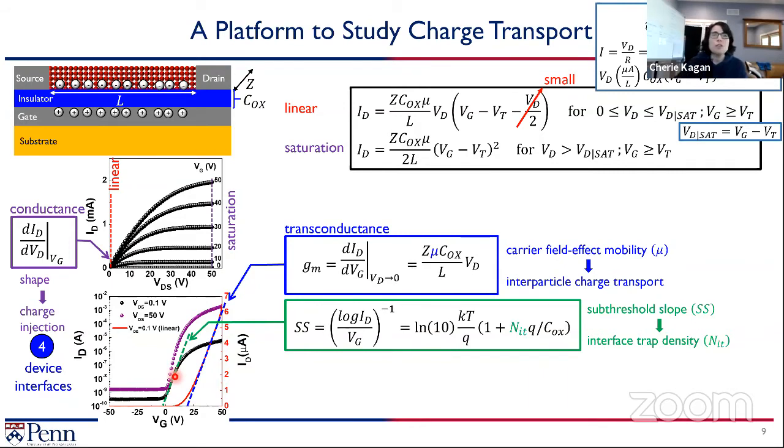And so what you can see is that from this slope, we can learn about how large the interface trap density is between the nanocrystal film and the insulator that we use in our transistor, which is often an oxide, which is why I keep drawing oxide. So I'll show you that and how it plays out importantly in our design of devices and our selection of device interfaces.